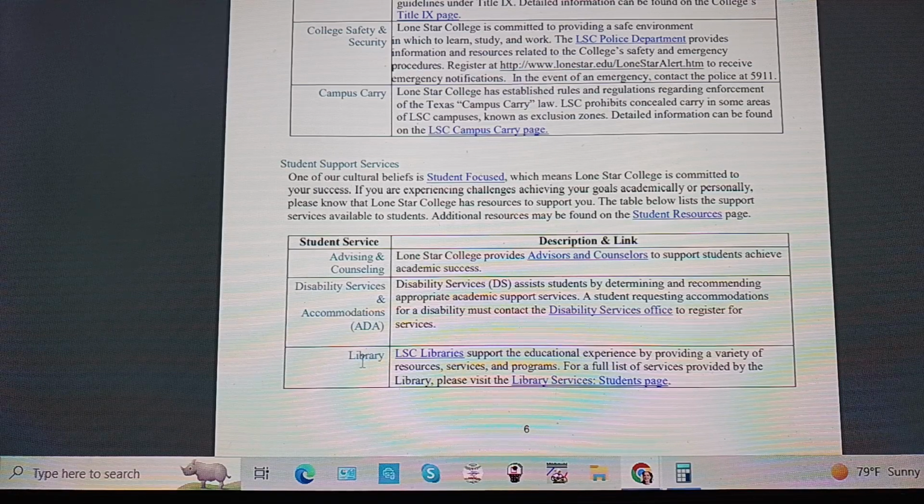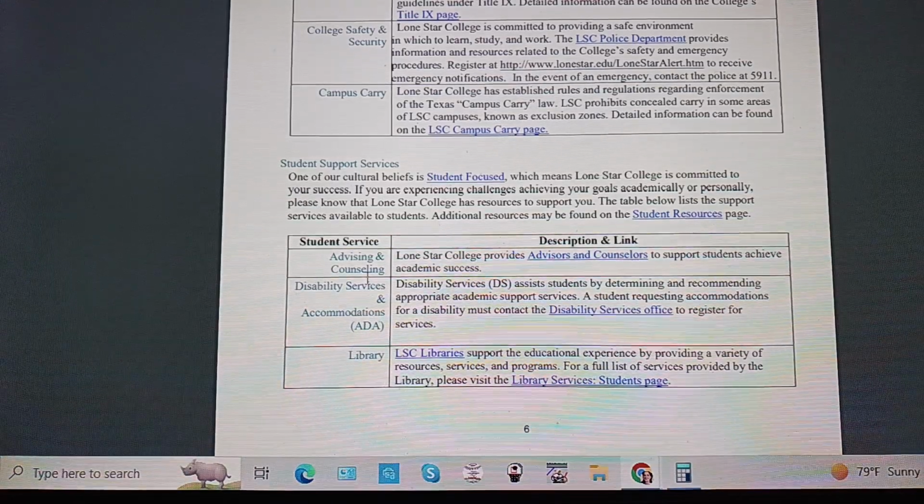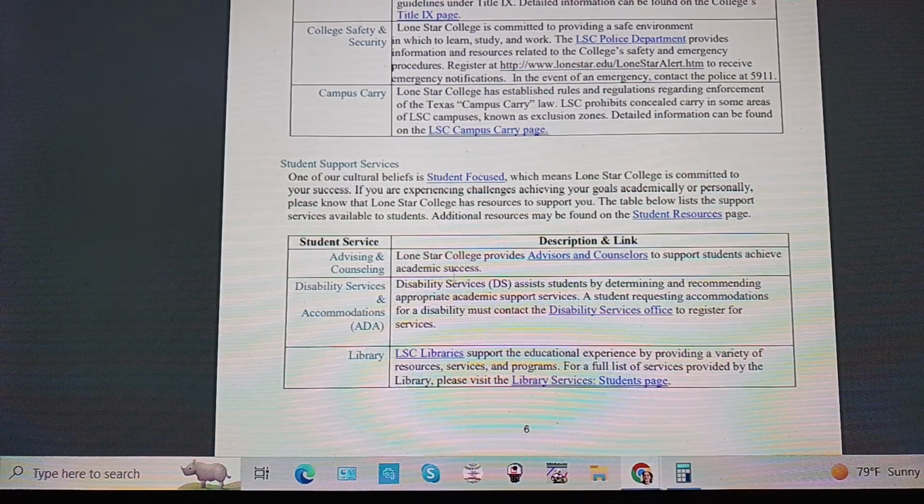There's library services, disability services, advising and counseling. You could have issues that have nothing to do with school, and they have free advising and counseling. Now, one issue that is definitely very common is students get test anxiety. And they say, oh, I could do it so well in the homework, but as soon as it became a test, I froze up and forgot everything. Well, go to these advisors and counselors.